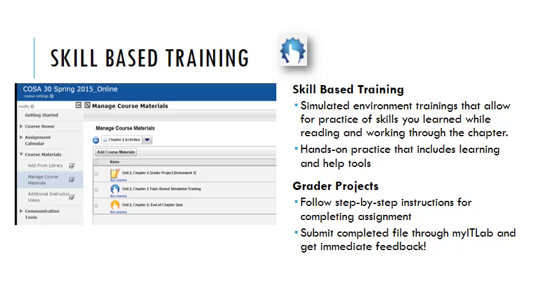Once you navigate to myITLab, you'll see two new activities listed for each chapter that we'll cover in Unit 2. The blue hand is a skills-based training that you'll complete for each chapter in Unit 2, and it's a simulated environment for training. The next one is the clipboard with pencil icon, and that's a step-by-step assessment that you'll complete. That one is similar to the skills drills that you've been completing so far for Unit 1. I'm going to cover the skills-based training first, and then I'll talk more about the grader projects.